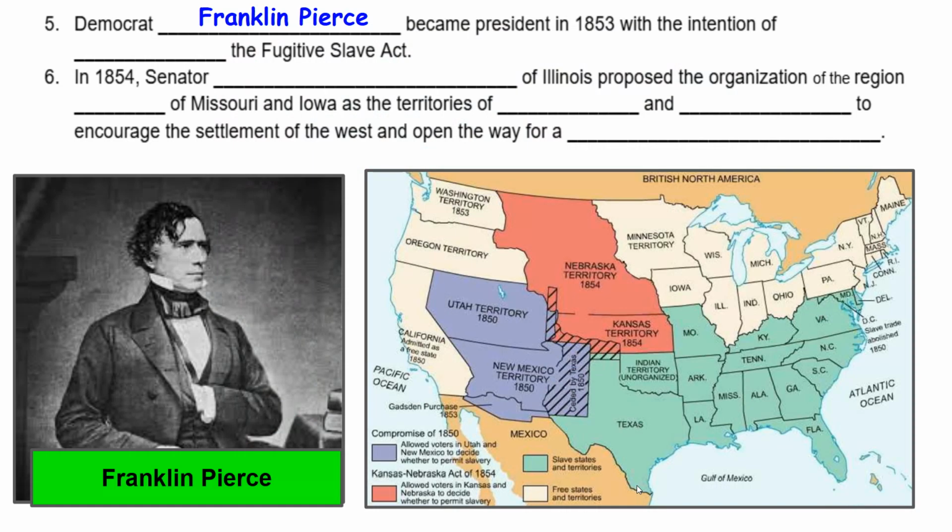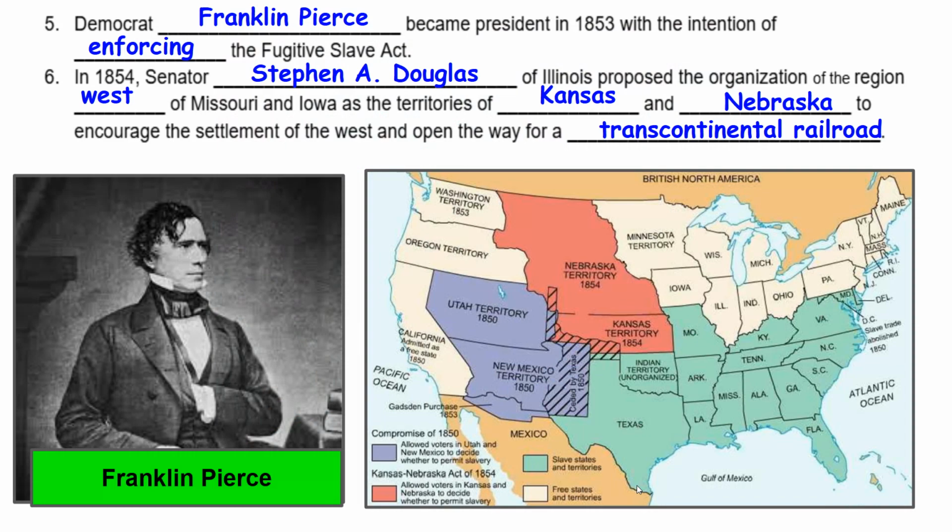Democratic candidate and President Franklin Pierce, who you see pictured below, became president in 1853 with the intention of enforcing this Fugitive Slave Act. In 1854, Senator Stephen A. Douglas of Illinois proposed organization of the region west of the Missouri River, at that time the state of Iowa, as the territories of Kansas and Nebraska, to encourage settlement in the West and to open the way for the possibility of a transcontinental railroad.